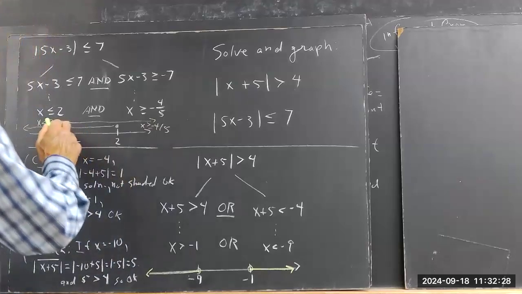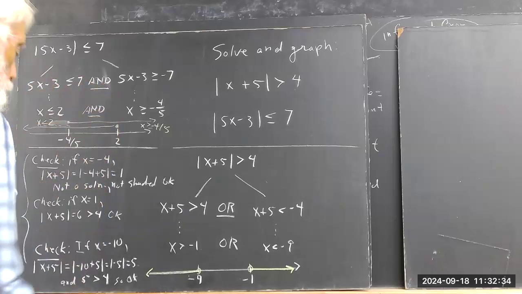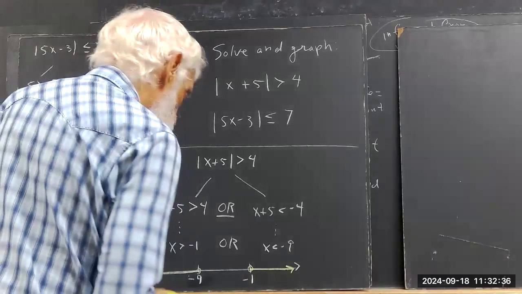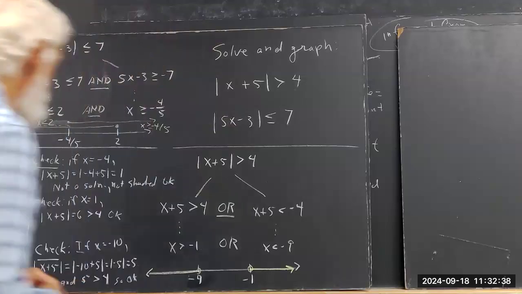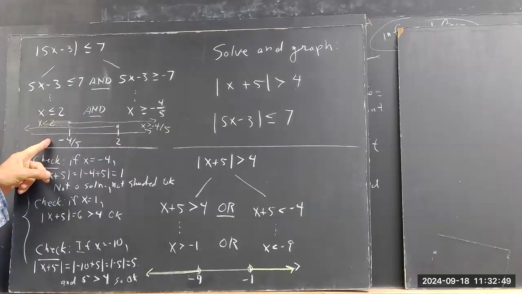-4/5 would be this arrow. It says "and," so it's got to be both. Then it would be here. Is this less than or equal to 2? Yeah, here's 2, which is less than or equal to 2, right? Is it greater than or equal to -4/5?